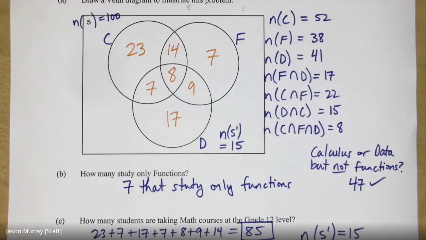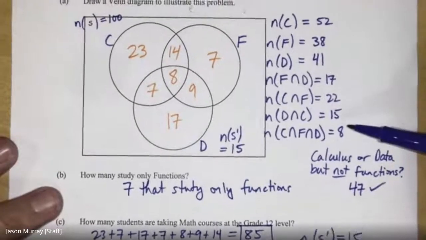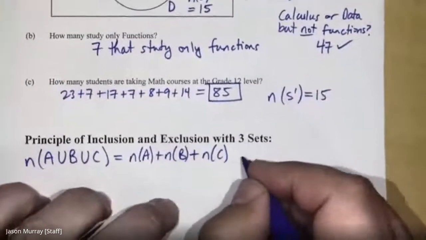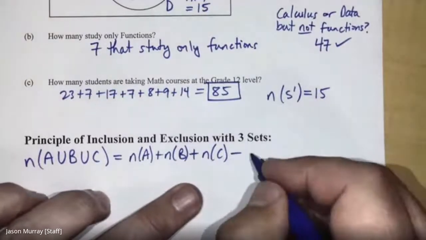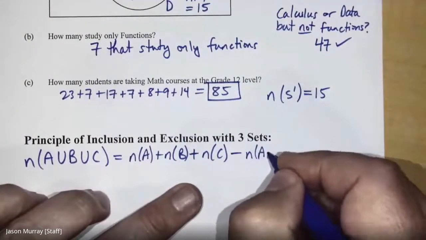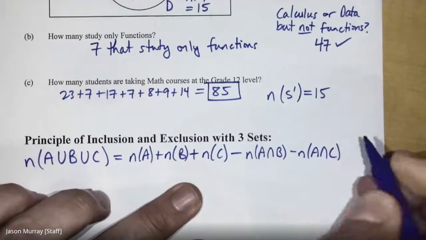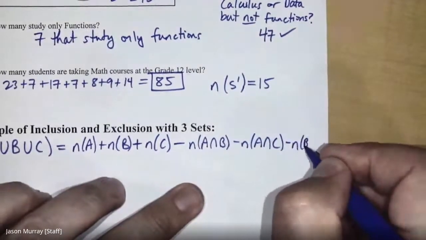Megan? Do you have to add at the end plus the number of A intersection B intersection C? That's the 8. Got to add that back in, right? Good. So that was Yusuf. We were so close. Let's write it out. It's A, B, and C, all those numbers together, but then we exclude the number in A and B, minus the number in A and C, minus the number in B and C.